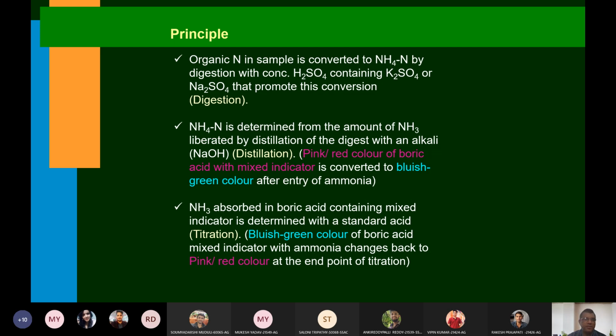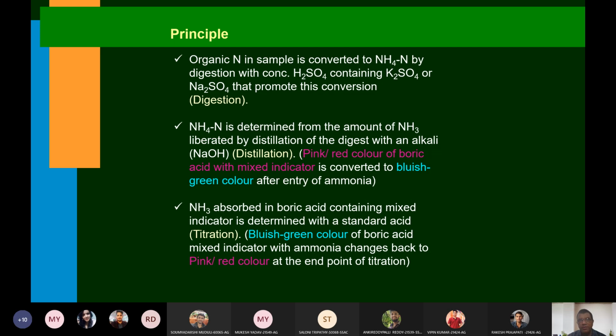This is very simple. Try to understand it. There are three principles. One is related to digestion, where your organic nitrogen is converted into inorganic nitrogen. Organic nitrogen means your proteins, RNA, DNA are converted into ammonium sulfate by sulfuric acid in the presence of potassium sulfate or sodium sulfate. You can take either of these; it acts just as a catalyst.